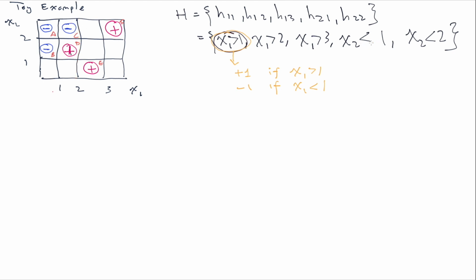And then on the other side, we have the x2 models. This model is going to be plus 1 if x2 is less than 1, and negative 1 if x2 is bigger than 1. For example, x2 less than 1 is a model that classifies everything below it as positive and everything above it as negative.